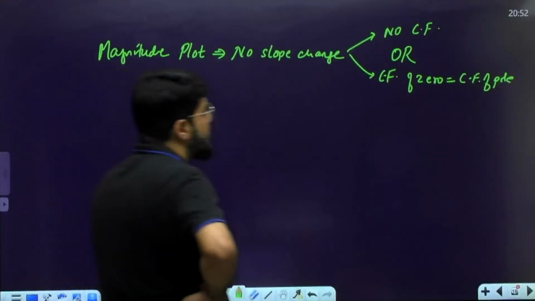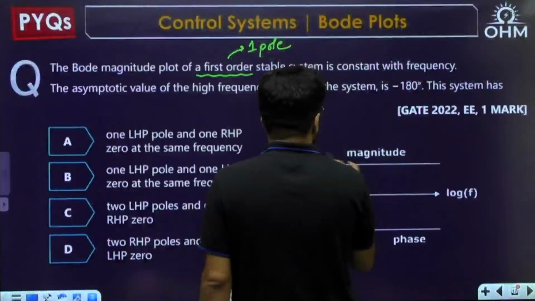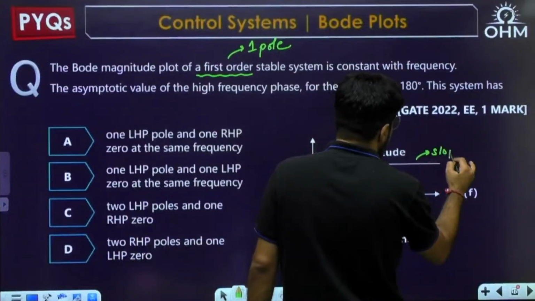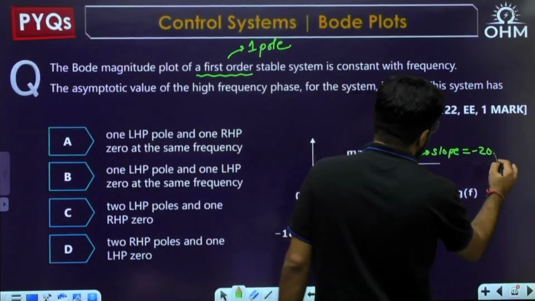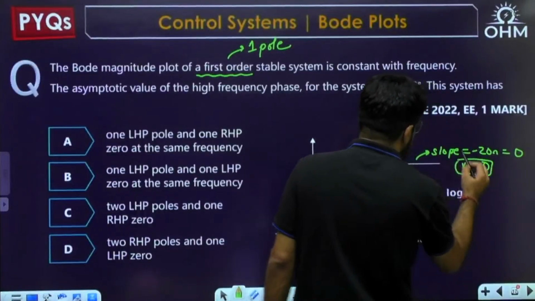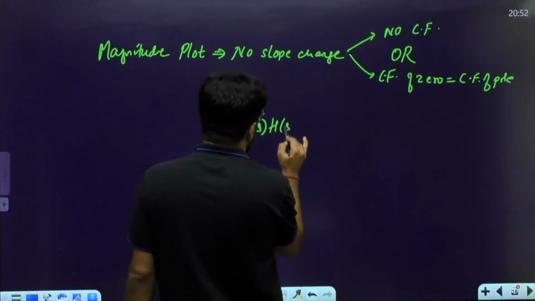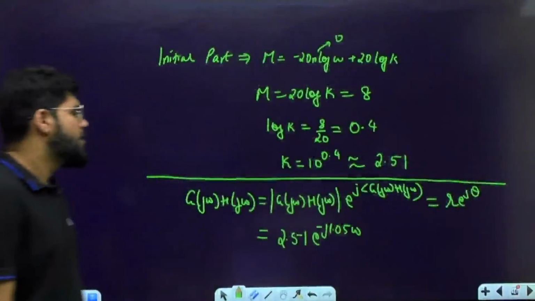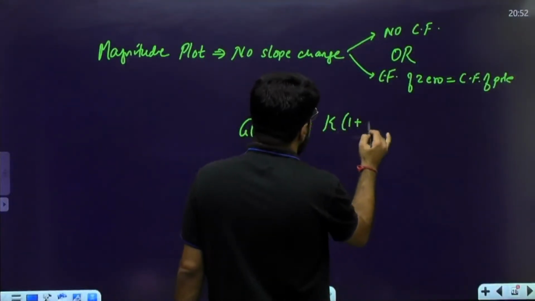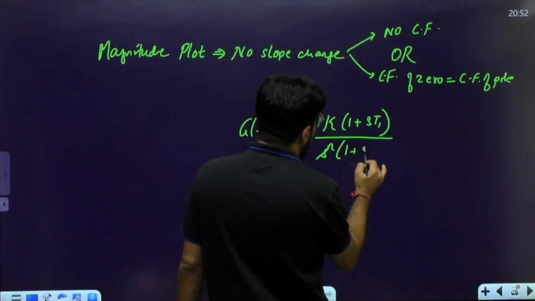Okay, right. So now look into it. The initial slope is 0. The initial slope, which is -20n, is 0. That means n is 0. So what is the G(s)H(s) I will write here? Have a look into it. G(s)H(s) will be written as k into (1 plus st1) divided by s power n into (1 plus st1).